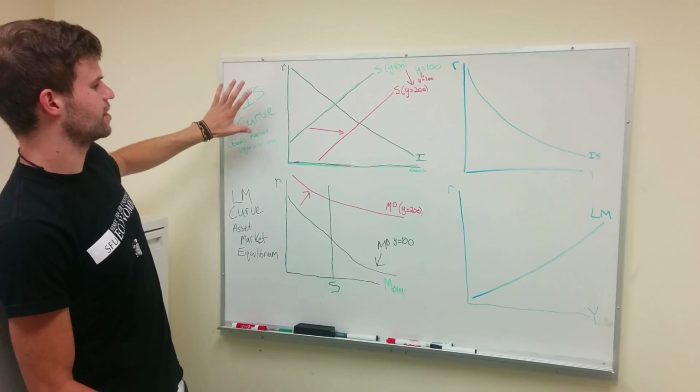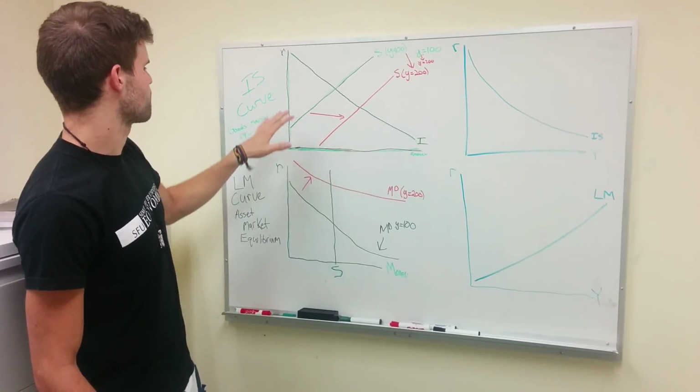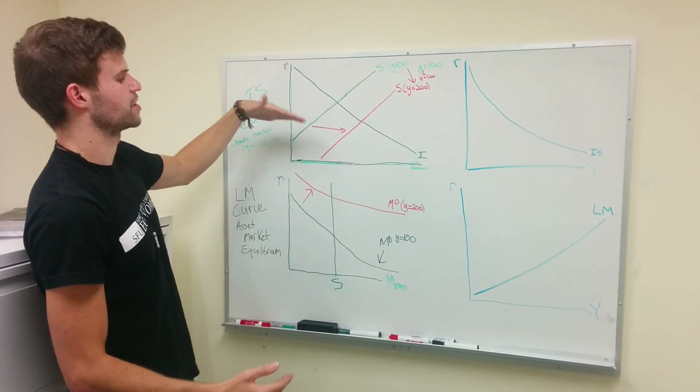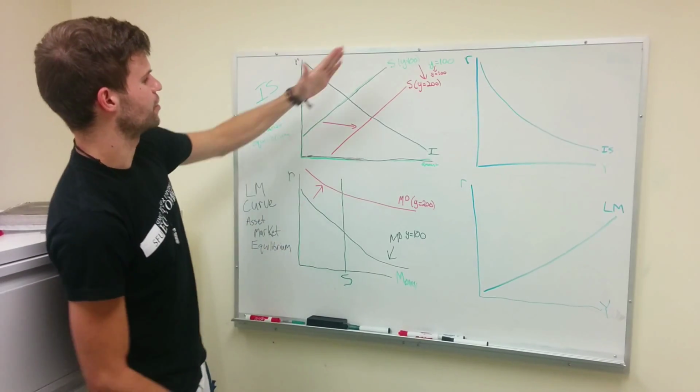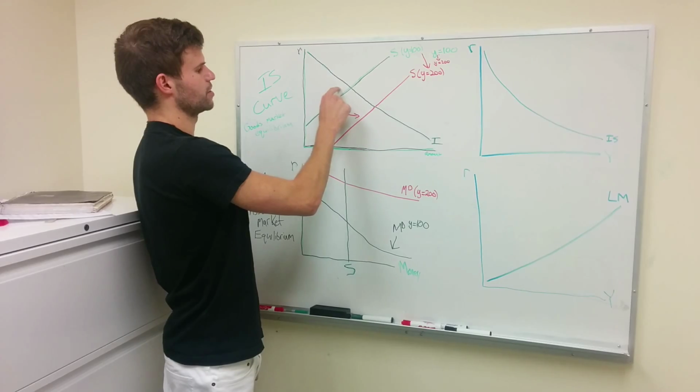So this is the IS curve, which I'll take a look at first. Okay, take a look at this graph right here. This is like your typical investment and savings curve. Here's your savings, here's your investment, where they meet determines an interest rate.